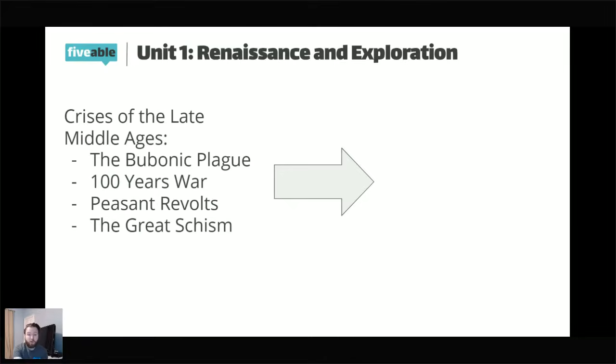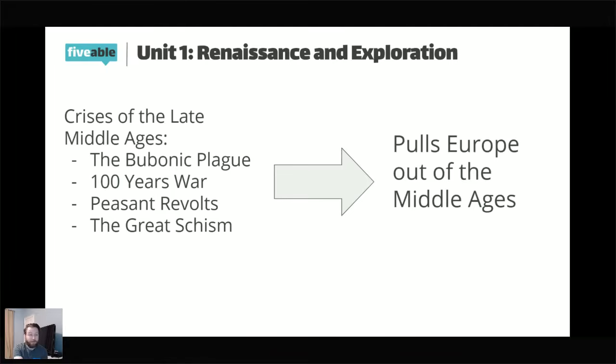All right. Now, why is this important? This pulls Europe out of the Middle Ages. The crises of the late Middle Ages pull Europe out of the Middle Ages. These are all things going to make fundamental changes: religious, social, political, population changes to Europe. These are all big changes that are going to pull Europe out of the Middle Ages and throw them into the modern era.